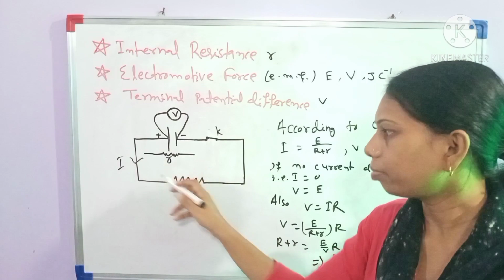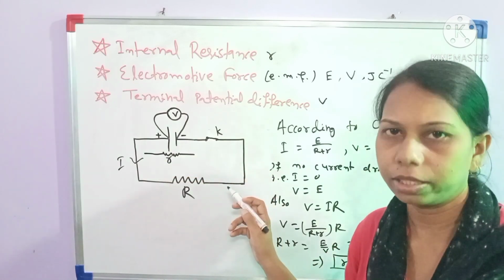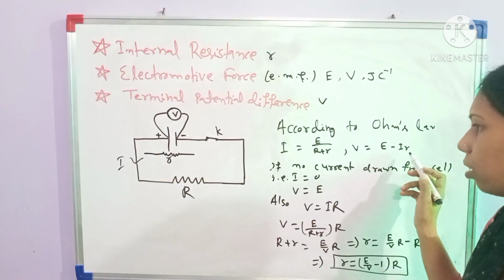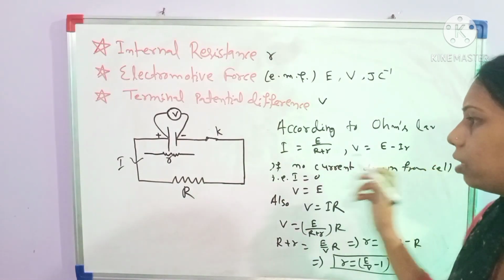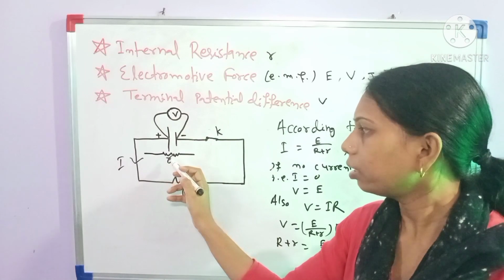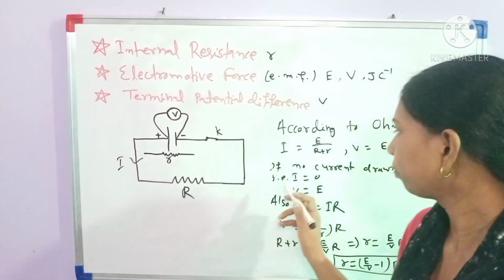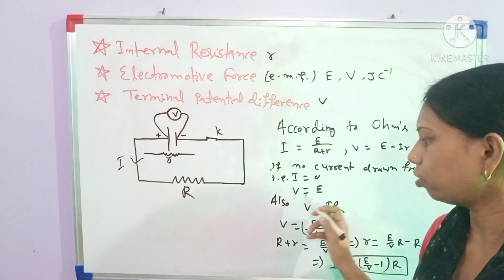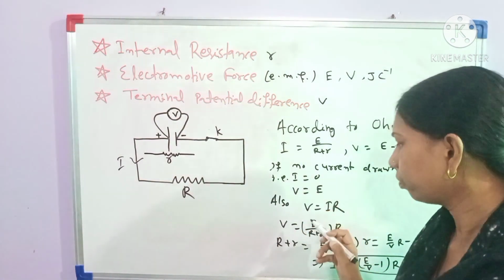Since current is drawn from the cell, terminal potential difference is less than EMF. So V equals E minus Ir, where I into small r is the potential drop across the internal resistance of the cell. If no current is drawn from the cell, that is I equals 0, V equals E.